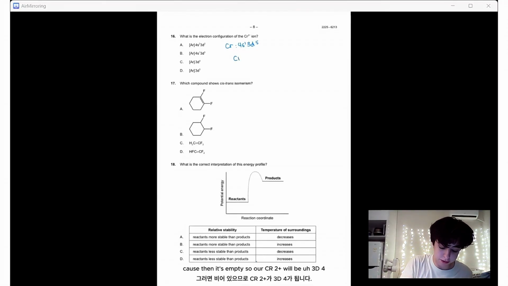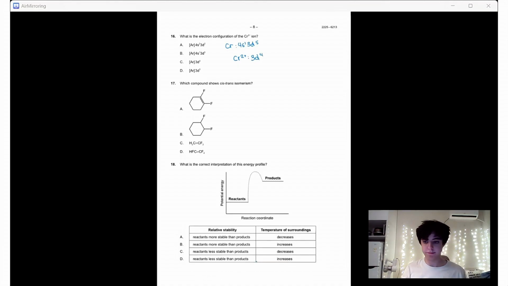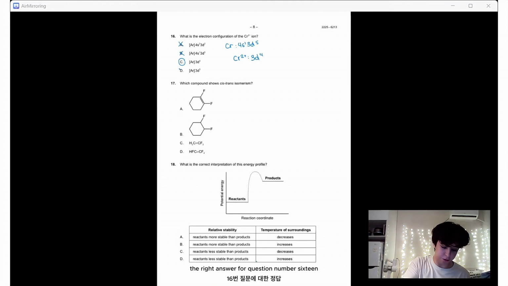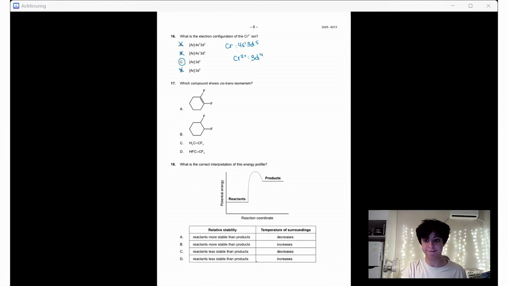So our Cr2+ will be 3d4. Okay, and so that makes the C the right answer for question number 16.